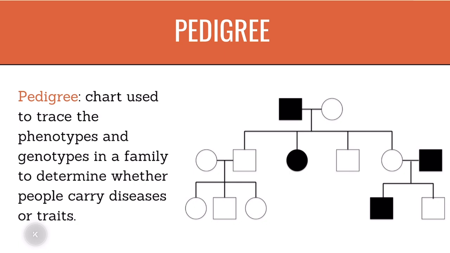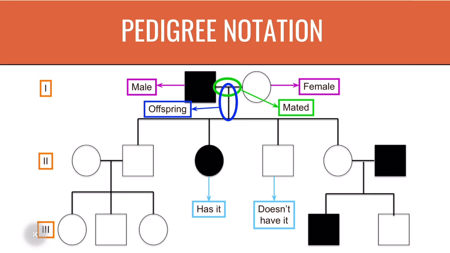Moving on to talk about pedigrees. Pedigrees are charts that are used to trace phenotypes in a family to determine whether people carry diseases or traits. So this is a picture of a pedigree. Think of it as a family tree that is tracking a particular trait. So let's talk about how to read them.